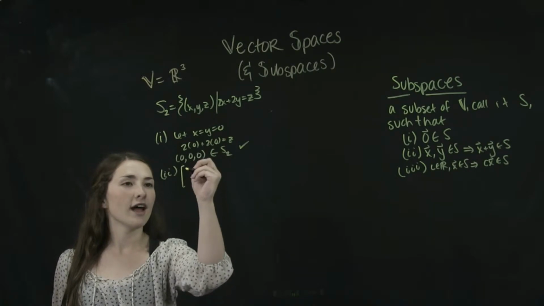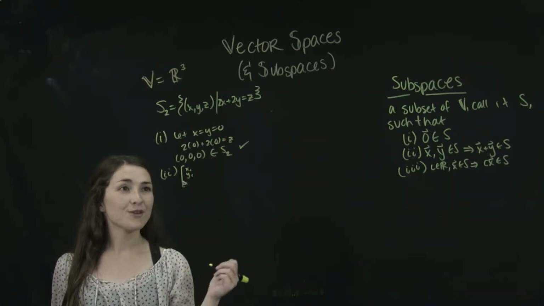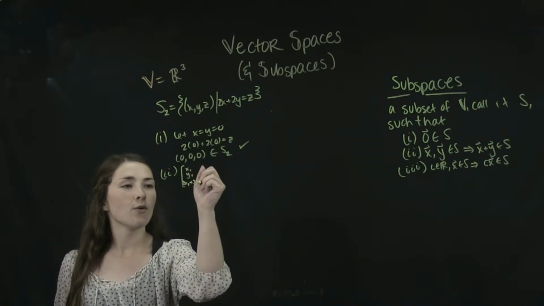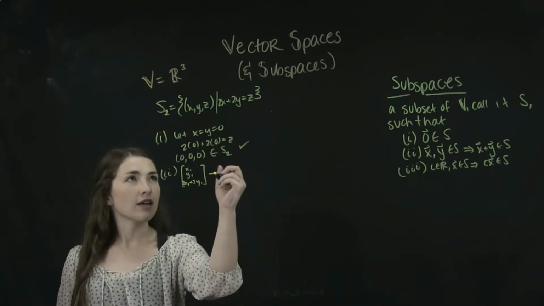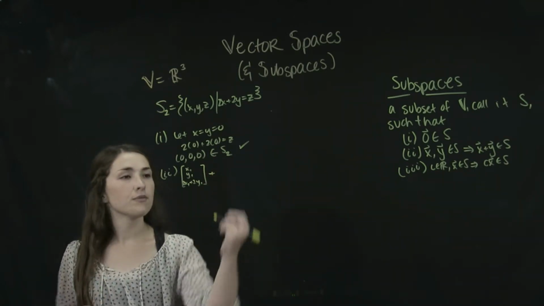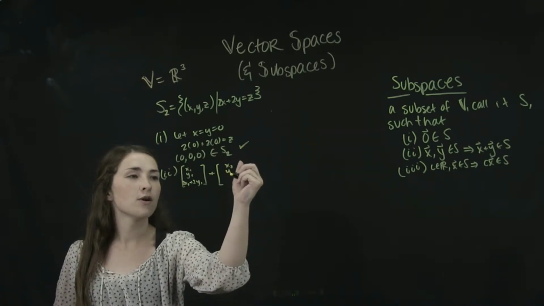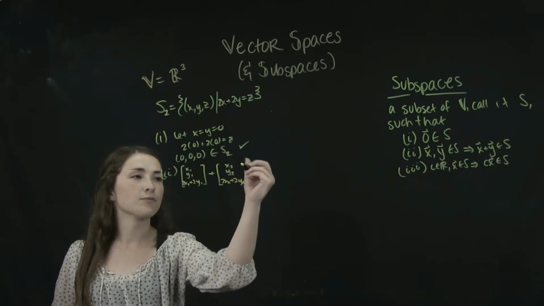We'll have our x, y, and then we'll do x1, y1, and then 2x1 plus 2y1. We're going to have this vector. We can see that that is in S2. We're going to be adding it to another vector in S2. So x2, y2, and then 2x2 plus 2y2.